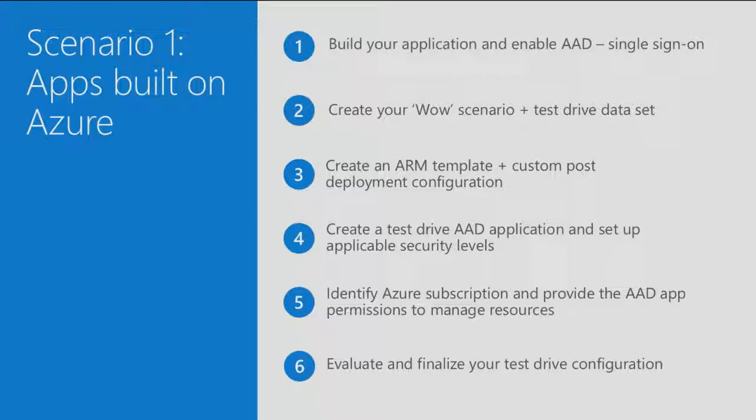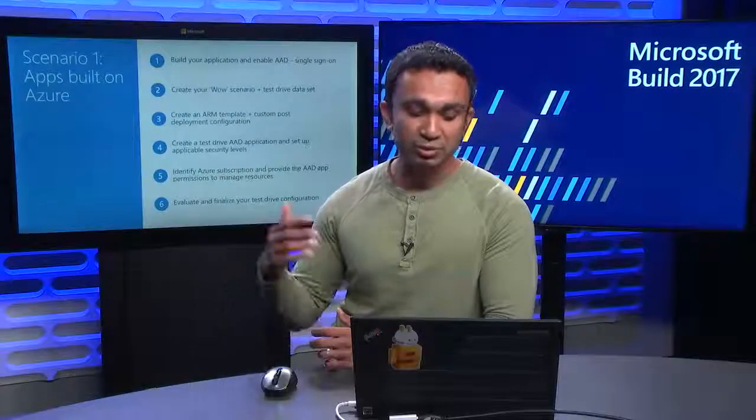So as you can see here, of course, you need to build your application. Once you build your application, you need to enable AAD single sign-on. And once that's done, since this is a test drive instance where a business user is going to land, you do need to think about what's going to be your wow scenario that you want to enable for the end user to experience. And once the wow scenario is identified, you need to identify the data sets that actually will power this wow scenario. Once that's done, since this is an Azure-based app, you package all your application assets using ARM technology.